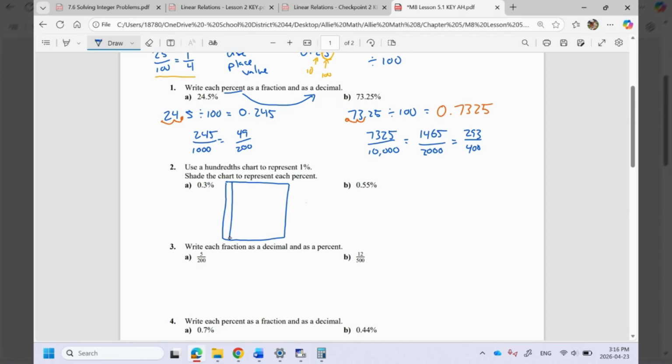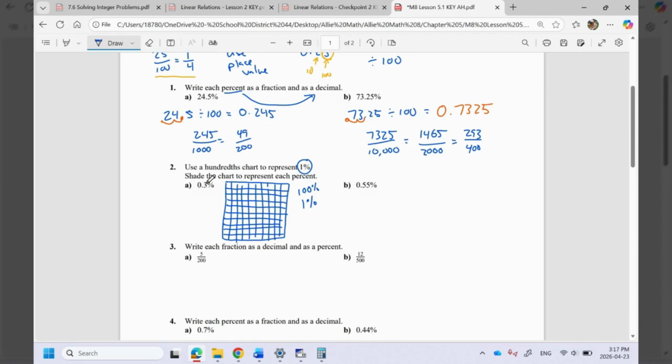So let's do 1, 2, 3, 5, 6, 7, 8, 9 lines. Should make 10 columns. 1, 2, 3, 4, 5, 6, 7, 8, 9. So that should be 100. I've done it correctly. And so this whole thing represents 1%. Instead of 100%, it's just 1%.